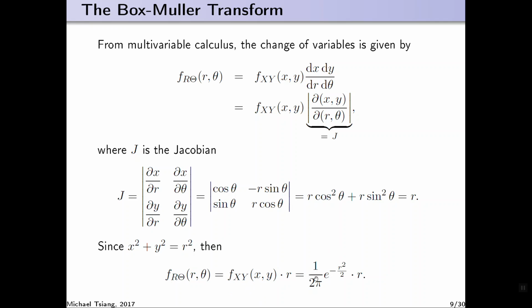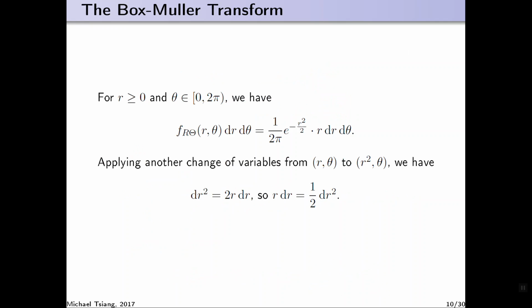So f of x y becomes 1 over 2 pi e to the negative r squared over 2 times r. Okay, so this is doing the change of variables. Is that okay? Sorry, I don't mean to be bringing back bad memories here.